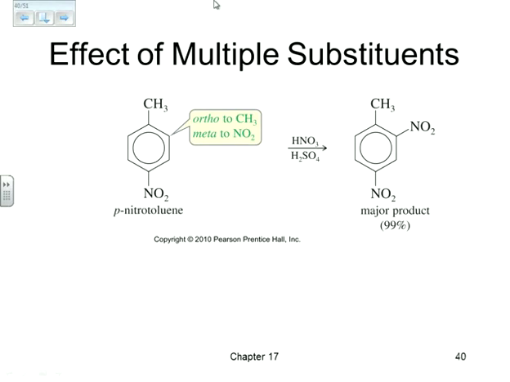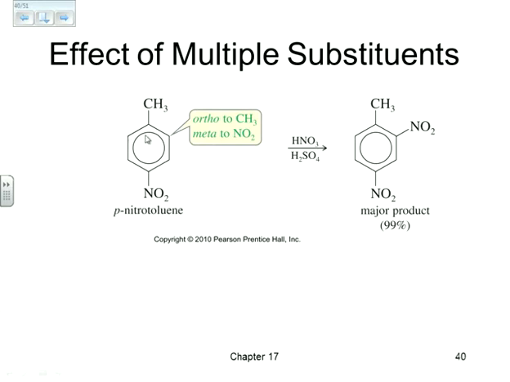So if we look at these, we have methyl, and we have the nitro group. Which one is more activating? CH3, because this is, what type of director is this? Ortho-para. What type of director is this? Meta. So this is a deactivator. This is the activator. So this is your strongest activator between the two.